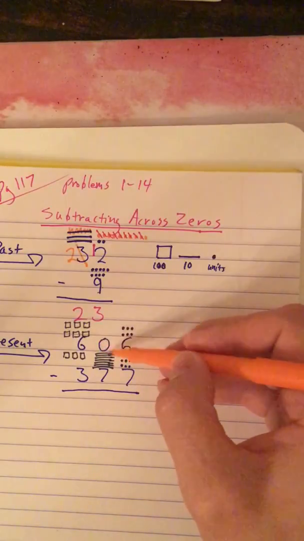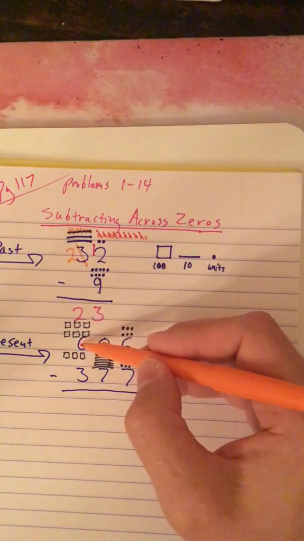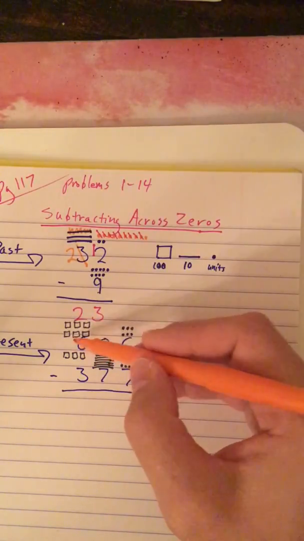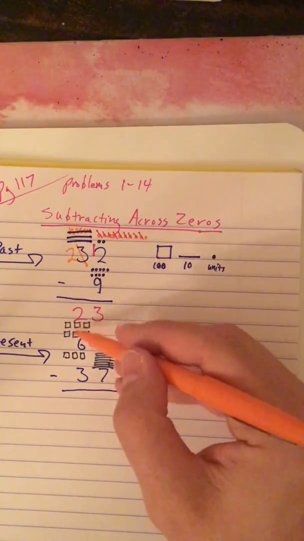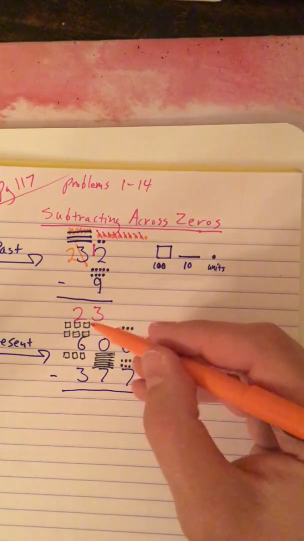I can't borrow from there because there's no set of 10. So I need to go all the way over one more. And now I have a set of what? I have a set of 600. Okay?